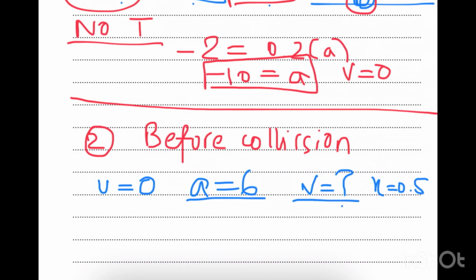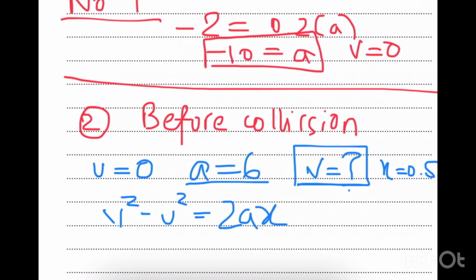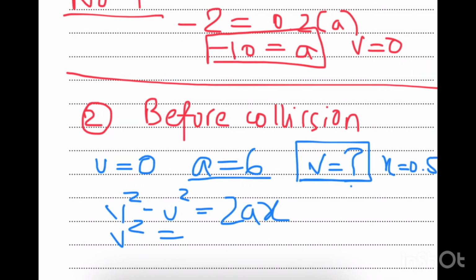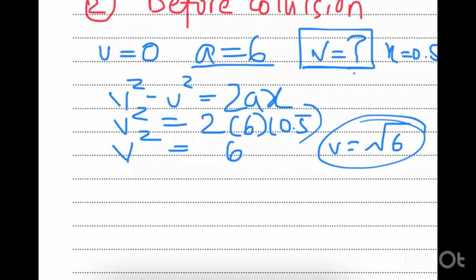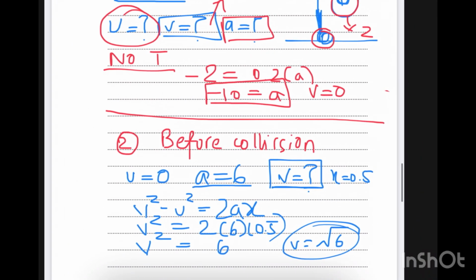So now we can find the final velocity using the v squared minus u squared equals 2ax formula. The final speed is unknown, and since initial is 0, we won't write that, times 6 times 0.5. So this v squared is equal to 6, making the final velocity equal to under root 6. Now we have this final velocity, which will become the initial velocity in this part.